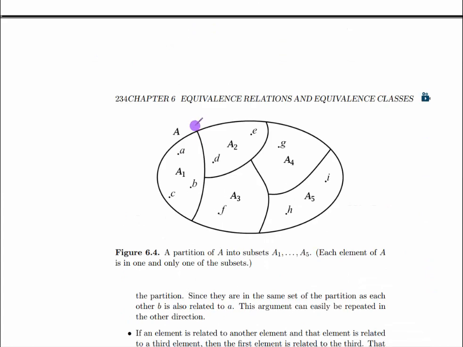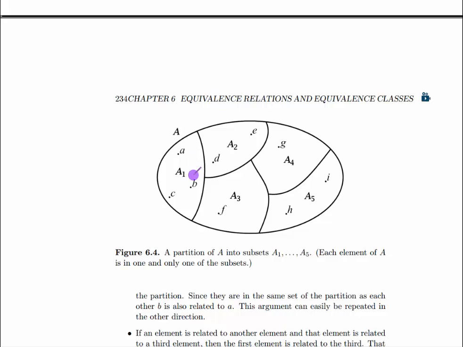Here we have a big set A, and we divided that into 5 subsets, A1, A2, A3, A4, A5. All the elements of A are in one of these sets. Here's A1 and so on. And remember, we define the relation as: if 2 elements are in the same subset in the partition, they're related. So for instance, A is related to B and vice versa.